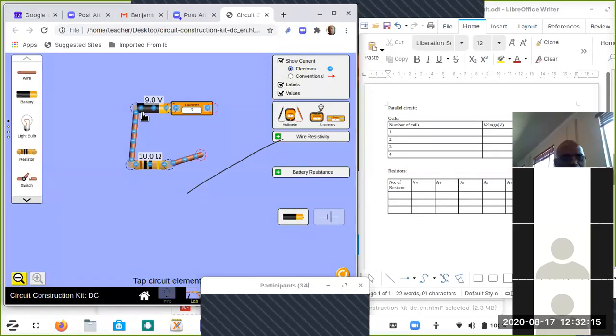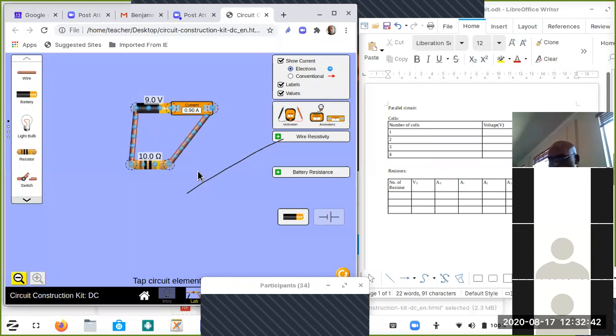So here we just have one cell, right? It's just one cell. We are not yet talking about a parallel circuit. I think it's clear there, right? Now, we just want to know how much voltage is produced by one cell. As you have just seen, one cell there produces 9 volts, right? So I'm then just going to connect it.